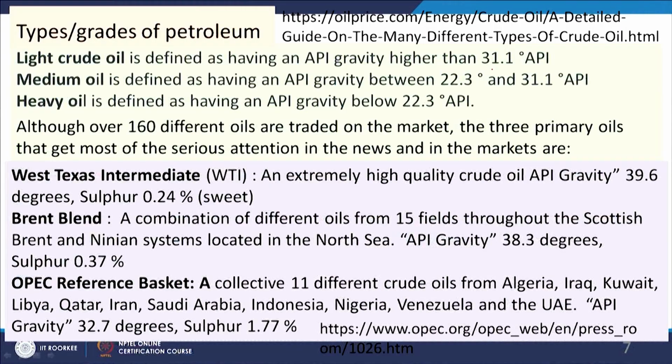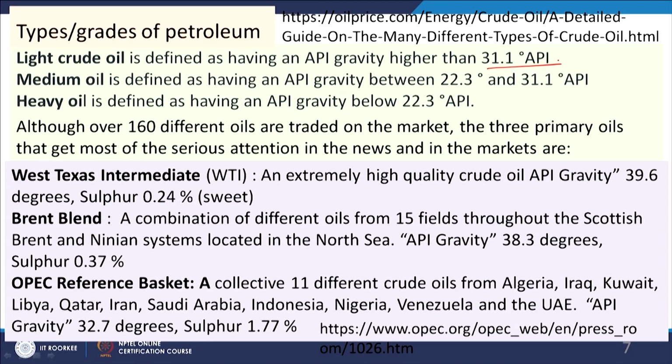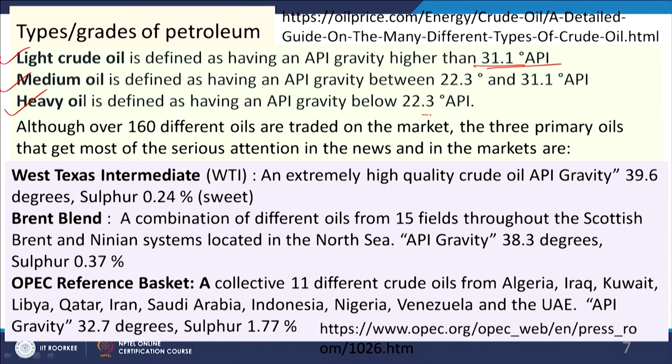Now, we will see the types and grades of petroleum. Petroleum can be divided into different grades depending upon the degree API, that is the specific gravity. So, light crude, heavy crude and medium crude oil. Light crude means its degree API is higher, more than 31.1 API, and heavy is dense oil, having API below 22.3. In between these two, 22.3 to 31.1, this is called medium oil. So, this is one way of classification of oil, that is light, medium and heavy oil.